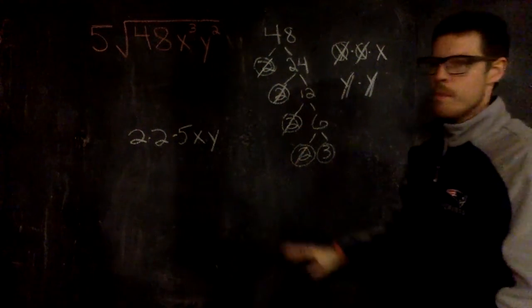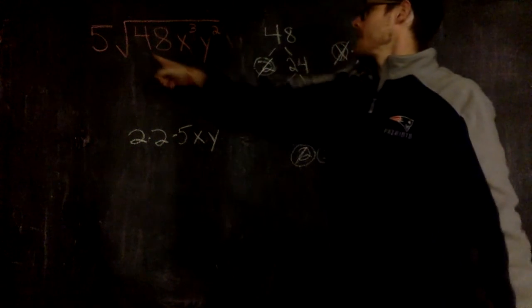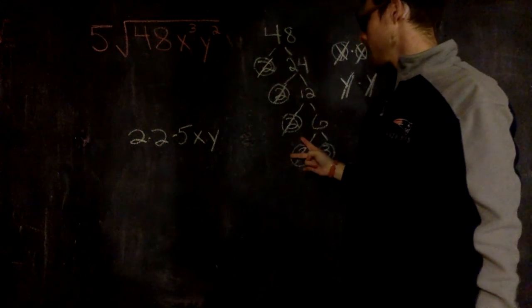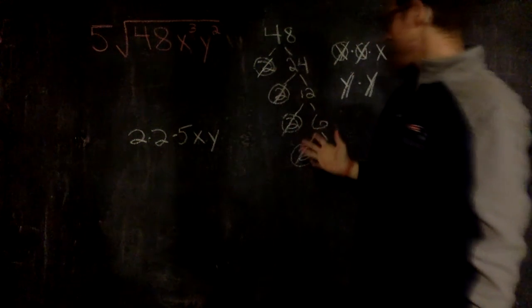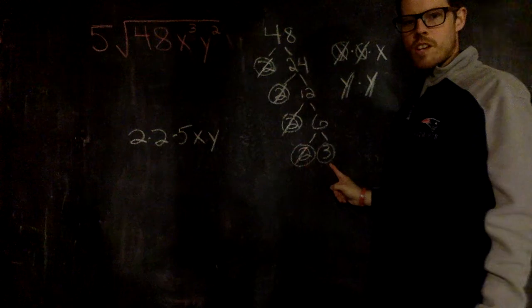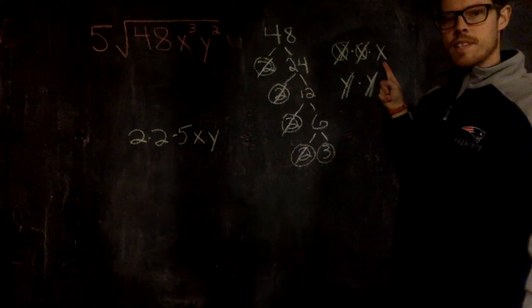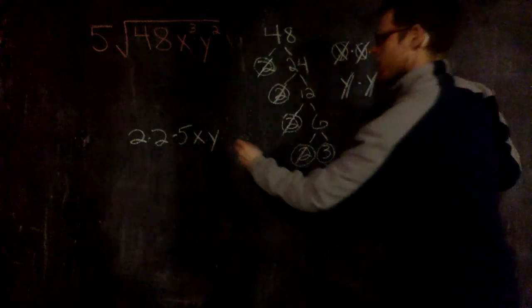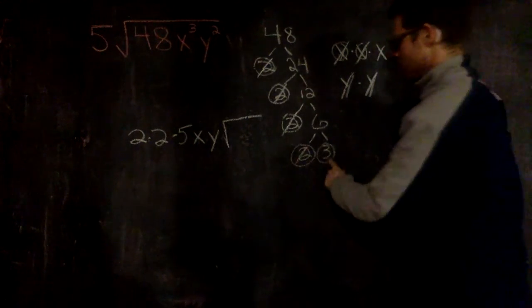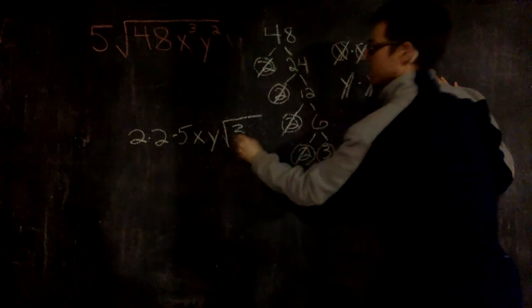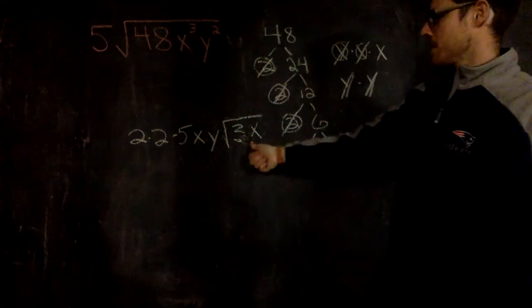So I've removed all the pairs that I could from what was underneath here. I pulled out the pair of numbers that came from the 48. There they were. I pulled out the pair of x. I pulled out the pair of y, but I had some leftovers. Notice I haven't crossed out this 3 yet. That 3 is still there. I haven't crossed out this x yet. That x is still there. So anything that didn't have a pair is still stuck underneath this radical. The 3 is there, and then I come over here and the x is there. Those 2 numbers are still stuck.